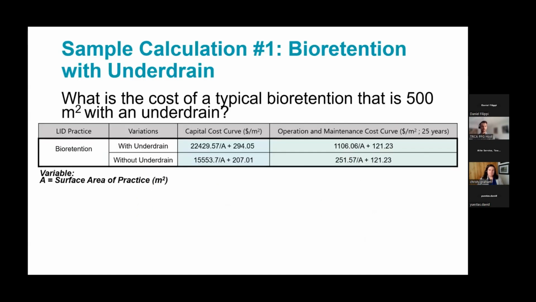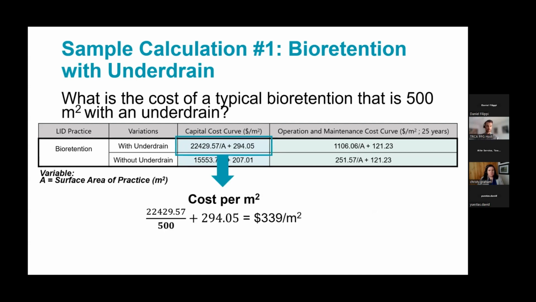An example of this: I want to go through a sample calculation with a bioretention with an underdrain. These are the default curves that we used. In this case, the main factor that affects the cost of a bioretention is the surface area, but a secondary cost that was quite large was an underdrain. So we created two additional equations for bioretention, one with underdrains and one without underdrains. This example on how to use the costing curve asks: what is the cost of a typical bioretention that is 500 square meters with an underdrain?